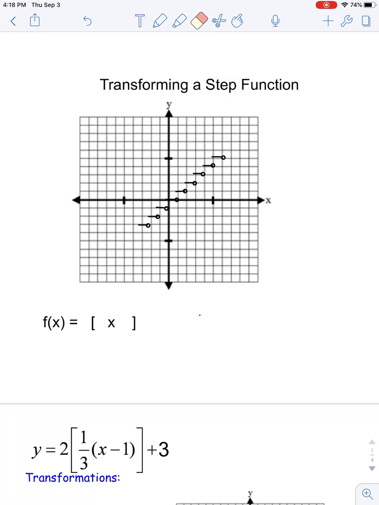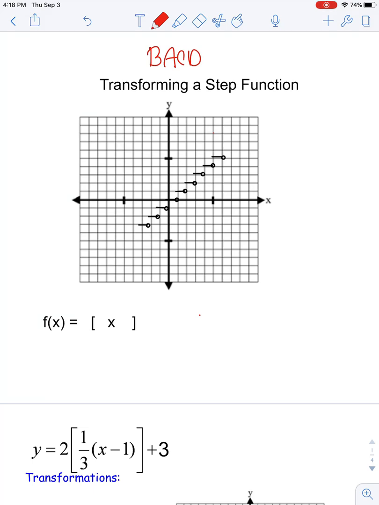Okay, today I want to talk about transforming a step function. We looked at transformations previously. We talked about what the B, A, C, and D do to the function and where they are located in the equation. With a lot of our functions, we make tables of values, and then we actually perform some different operations with the x and y values.